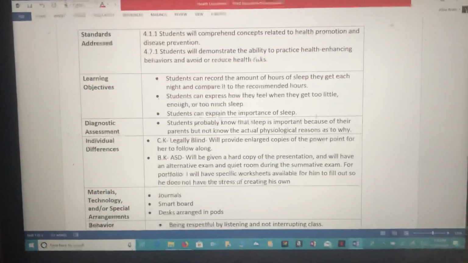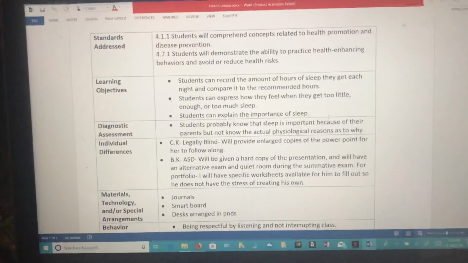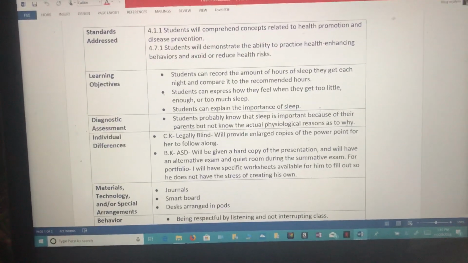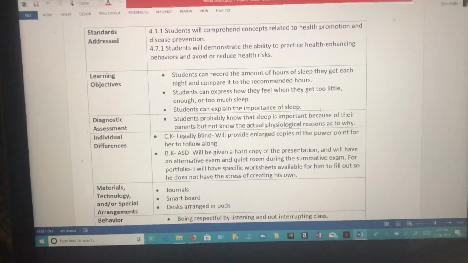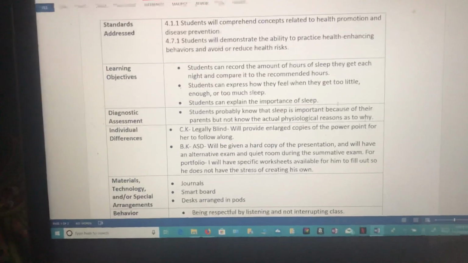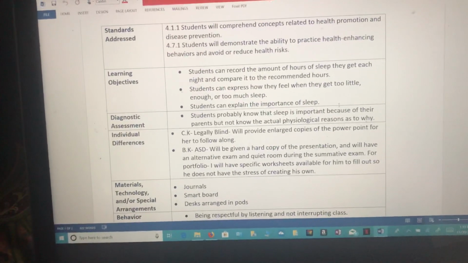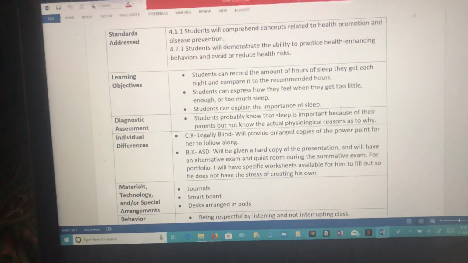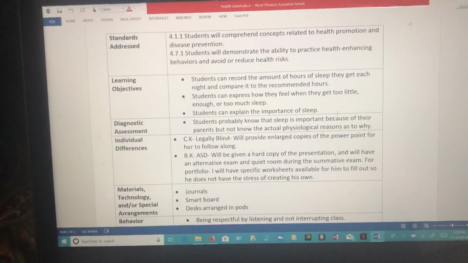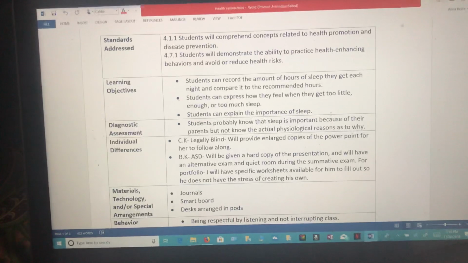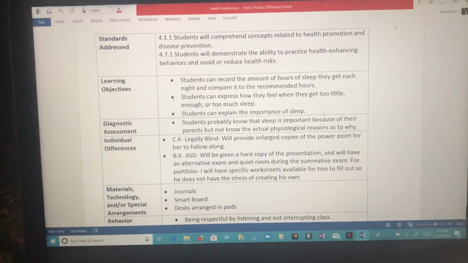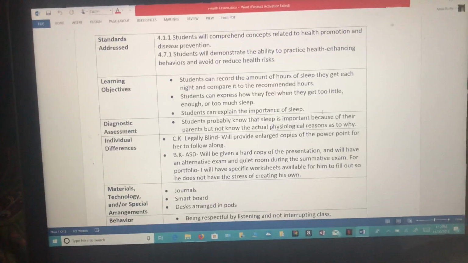So, this lesson is a health lesson on sleeping, and it's focused for 4th grade health. And so the standards I chose were 4.1.1: students will comprehend concepts related to health promotion and disease prevention. And then standard 4.7.1: students will demonstrate the ability to practice health-enhancing behaviors and avoid or reduce health risks.